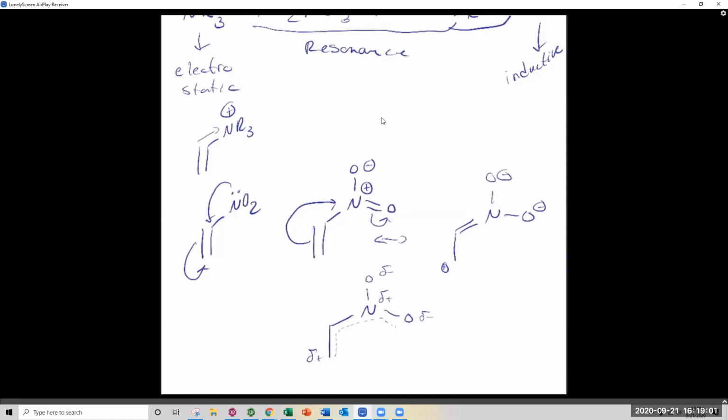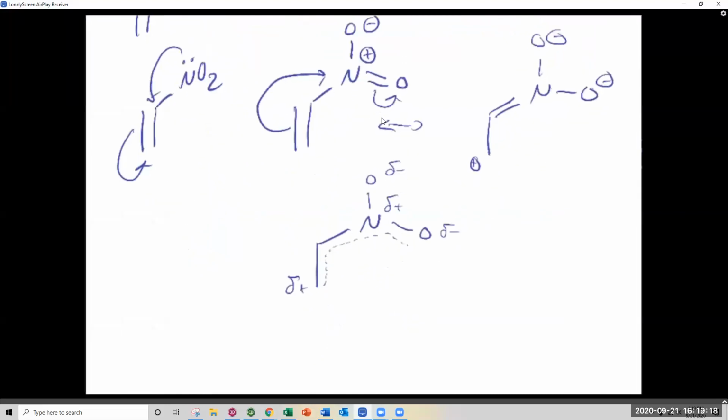Okay, and so again, the dienophile is acting as an electrophile. If I can pull electron density out of the carbons that are doing the reacting, that makes it more electrophilic, and it also makes it more attracted towards the nucleophile. Okay, all right, questions about that? Any questions?